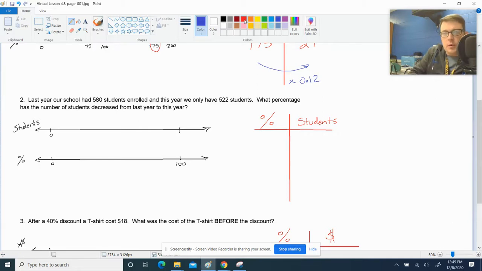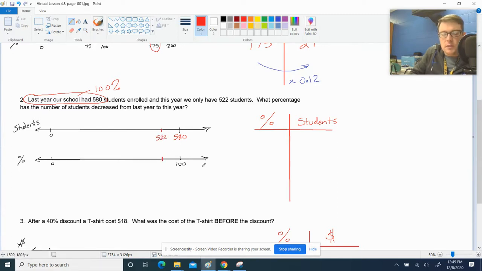So our first job here is to find out, okay, which of these numbers is the original 100%? In a this year, last year kind of problem, the last year number is always going to be your 100%, okay? Because that's the original. That's where it was in the beginning, and it's changed since then. So this is 580. It matches up with 100, all right? And 522 is actually really close. It's probably right about in this area.